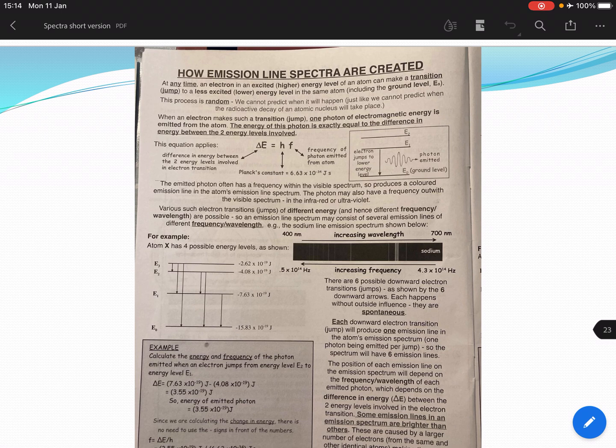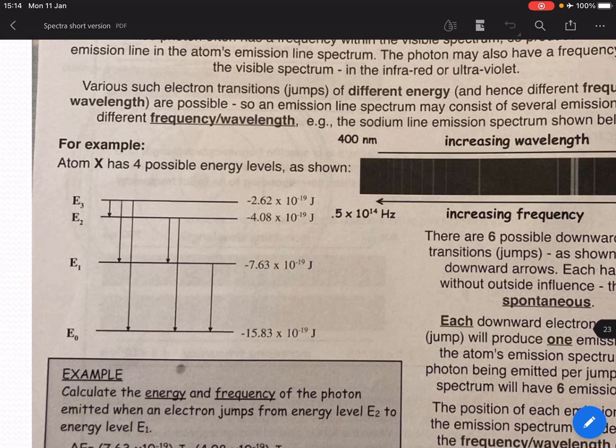Atom X has got 4 possible energy levels. We've got that shown there, and you can see that the difference between energy level 0 and 1 is about 8 times 10 to the minus 19. Then it's only less, about 2.5, and then 1.5. So the difference between each of the energy levels varies. They tend to get closer and closer together as you get further up. So it takes a lot of energy to get it to jump into that first excited state, and then it tends to be a bit less after that.